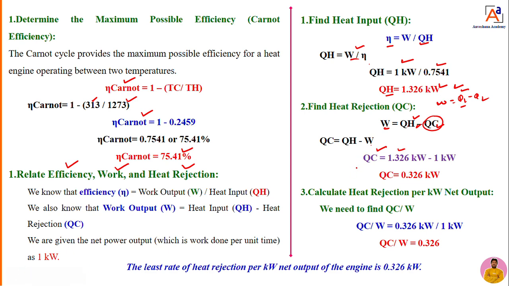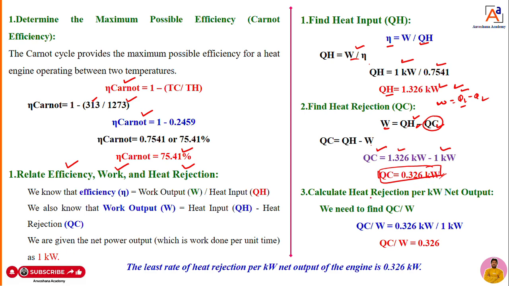What is the value of W? W you already know. What is that? 1 kilowatt. Why is it 1 kilowatt? Because in the problem itself 1 kilowatt has been given. Then substitute here, you are going to get heat rejected in the sink as 0.326 kilowatt.